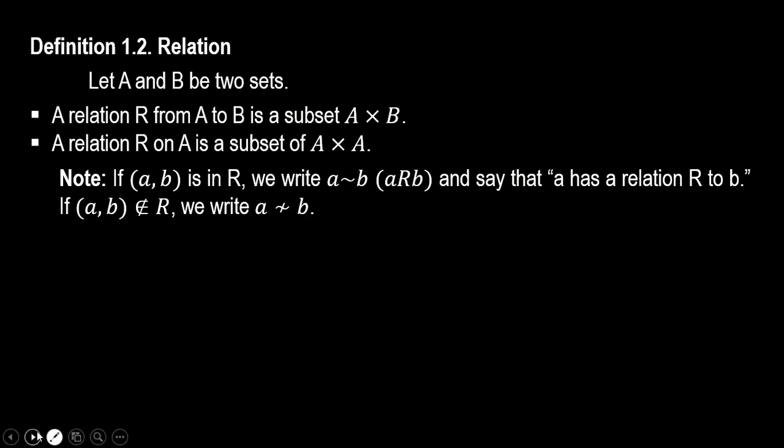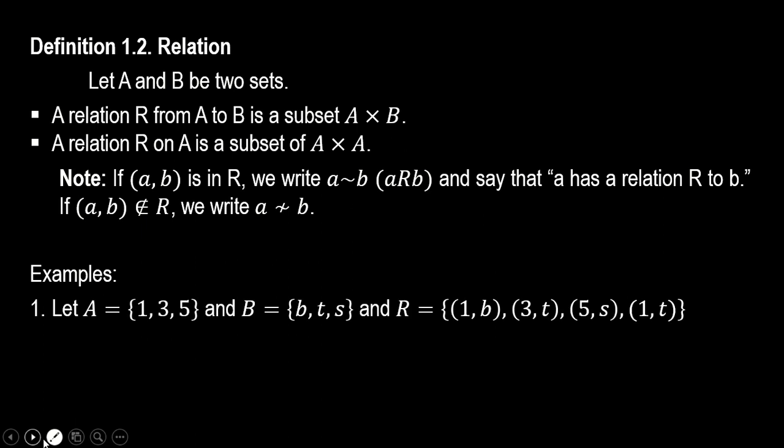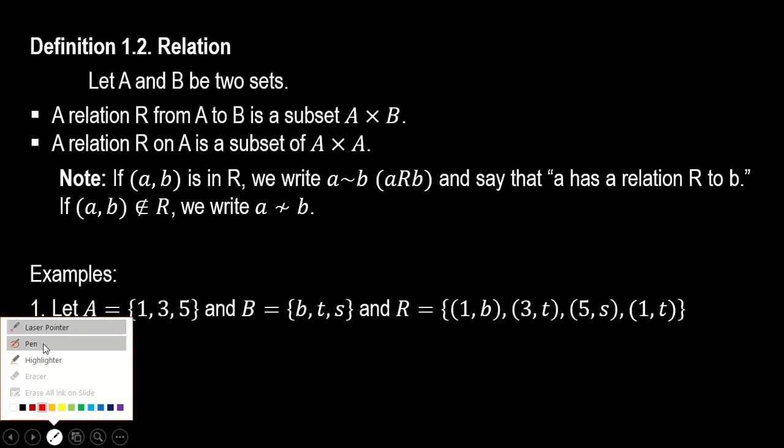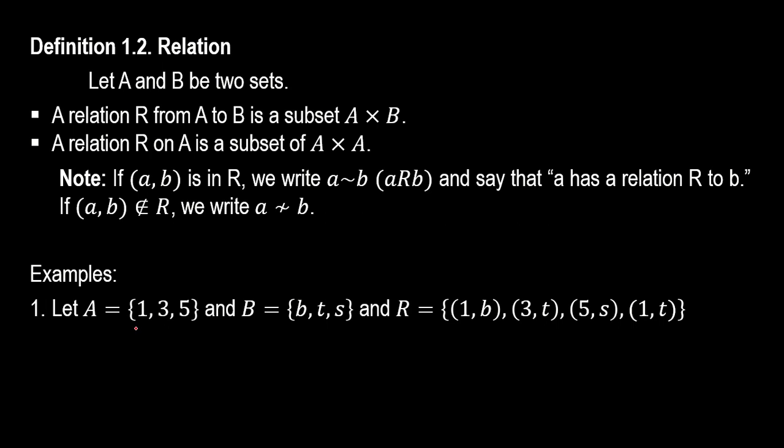Okay, so let's have an example. Given that we have set A and set B, set A is 1, 3, 5, and set B has elements B, T, and S. And we have here the relation R, with the ordered pairs (1, B), (3, T), (5, S), and (1, T).